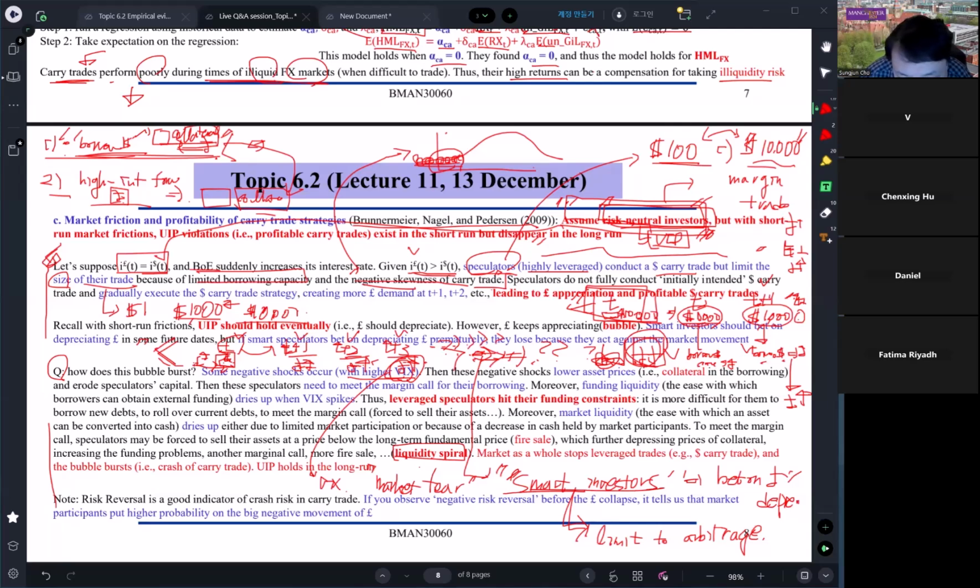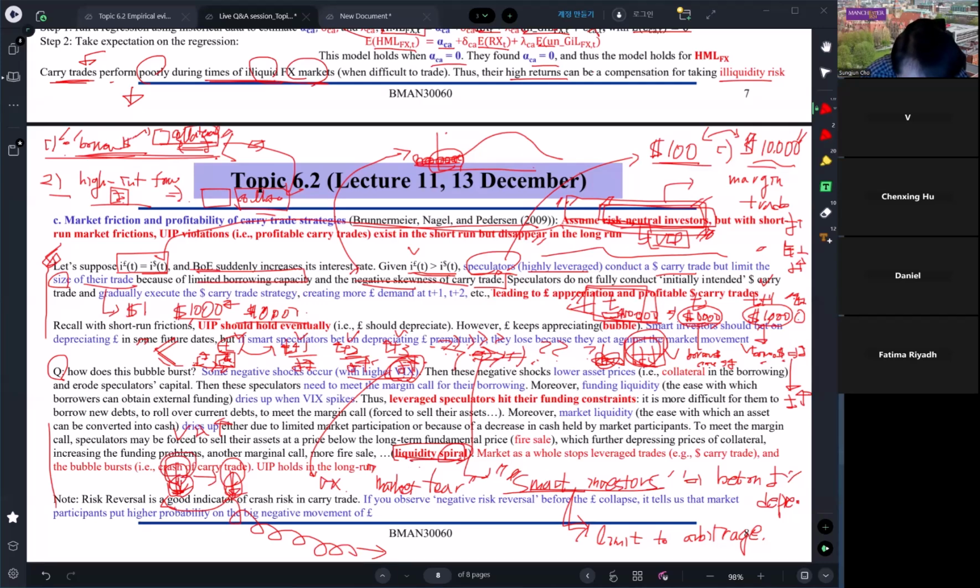The so-called spiral means the two things move together. One thing makes the other thing go down, and the other thing makes the first go down. So there are two things. VIX increases, this will go down. They will trigger, this will go down. But the going down of this one will trigger again the going down of this one. So they keep going down until the market crashes. That's the so-called liquidity spiral.